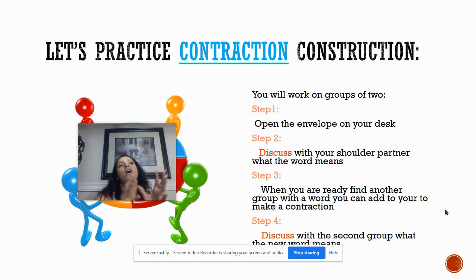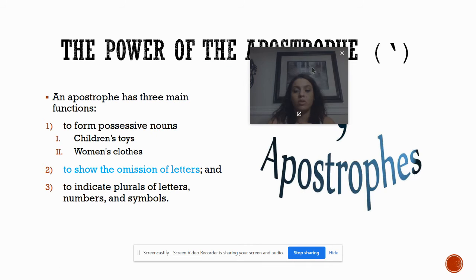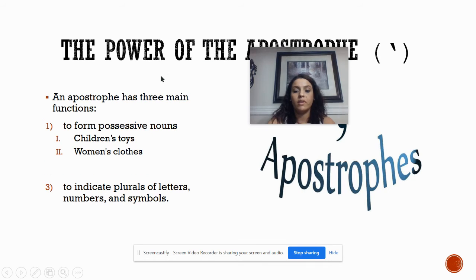So if I had cannot, what am I going to look for? What was the example that we saw on the previous slide? What am I going to look for from the other groups? What do they need to have? Okay.